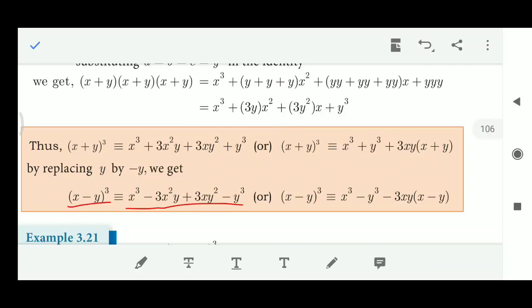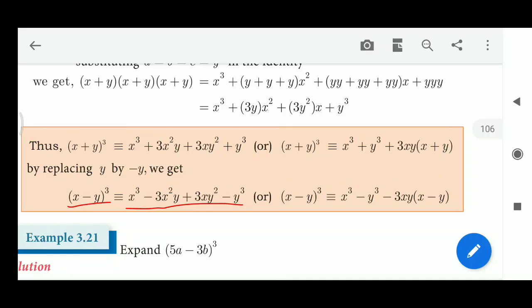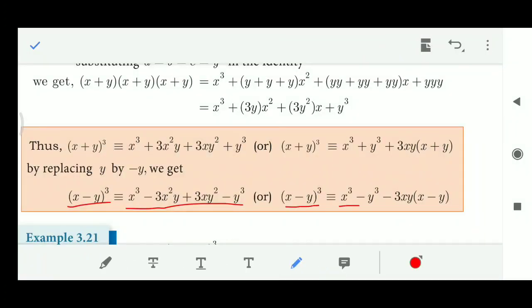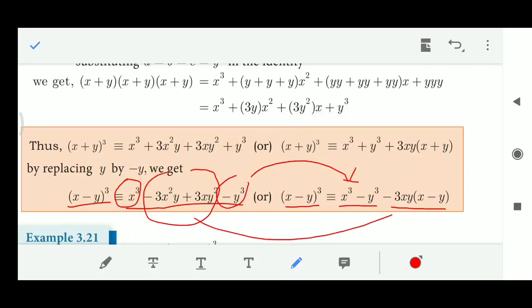Then you have to write this in another form also. x minus y whole cube is equal to x cube minus y cube minus 3xy into x minus y. This is obtained by combining the first and the last term, x cube minus y cube, and taking common between the second and third term. Using this identity, we will see the next sum.